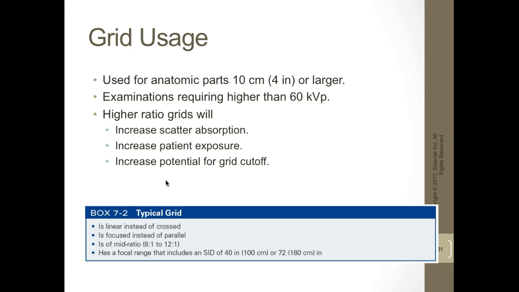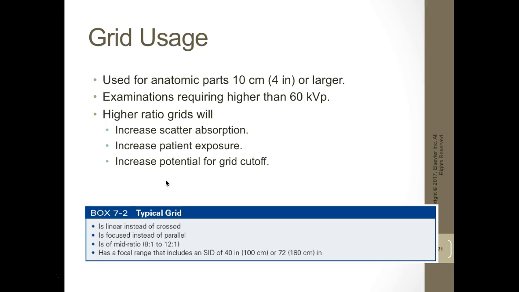So when are you supposed to use a grid? Any anatomical part 10 centimeters or 4 inches or larger. So 4 inches isn't a lot. So a shoulder, a knee on an average sized person, you should be using a grid. Examinations requiring higher than 60 kVp. Pretty much everything's shot at higher than 60 kVp.